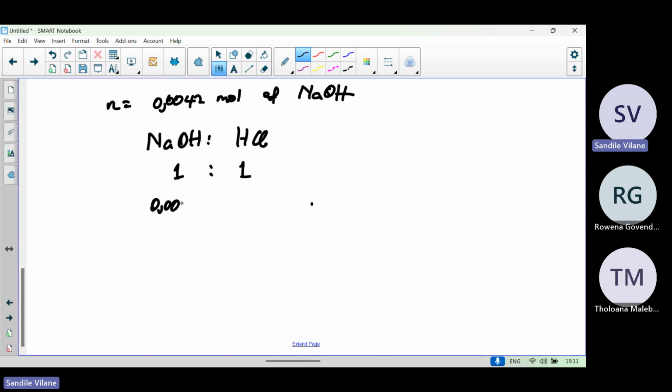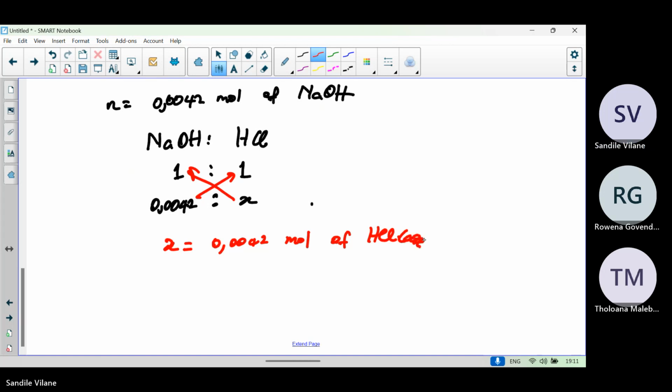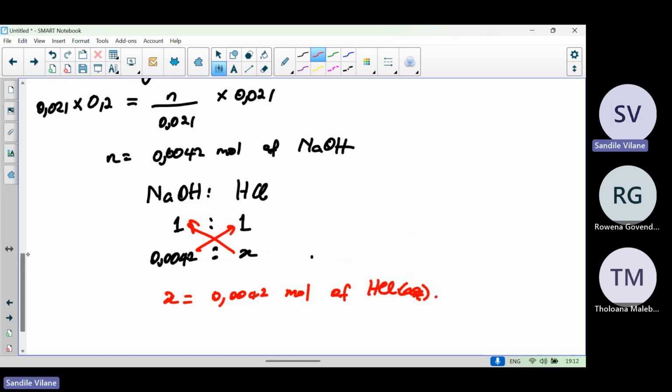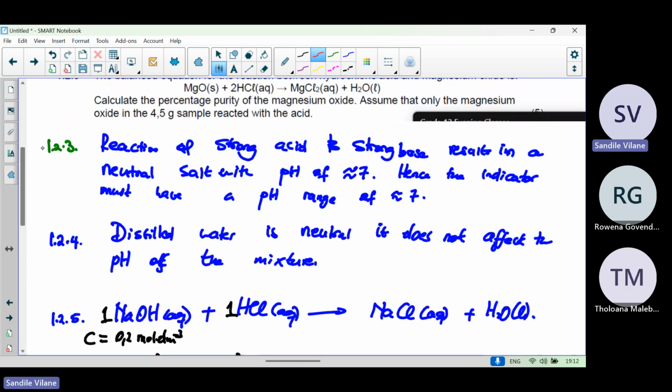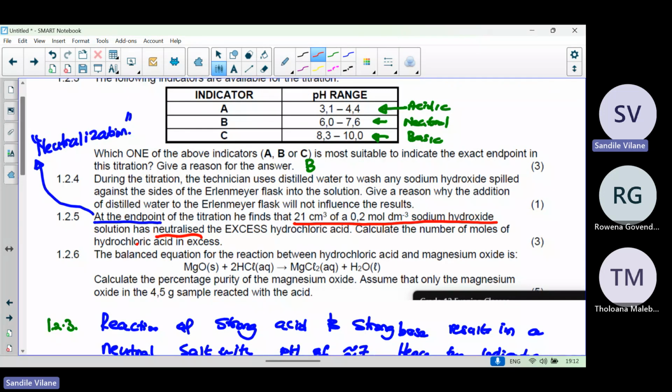I've got 0.0042 moles. How many moles of this are required? Which is what they want. So you have X equals 0.0042 moles. Now these are the moles of hydrochloric acid. And that is what they wanted you to do. So look at how we do your stoichiometric calculations.